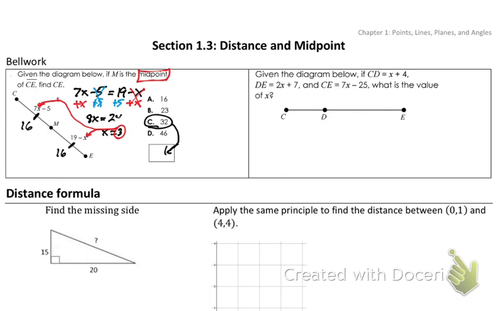All right, our next one says, given the diagram below, if CD equals x plus 4, so why not write that on my line? This is x plus 4. Then it says DE equals 2x plus 7, so let's write that on there, 2x plus 7. And then they say the entire length is 7x minus 25. So we're going to have this entire length is 7x minus 25.